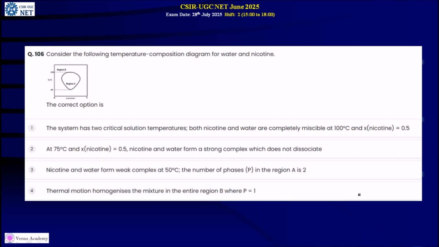Next, question number 106. Consider the following temperature composition diagram for water and nicotine. So option number 3, nicotine and water form a complex at 50 degrees centigrade. The number of phases P in the region A is 2. So option 3 is the correct option, students.